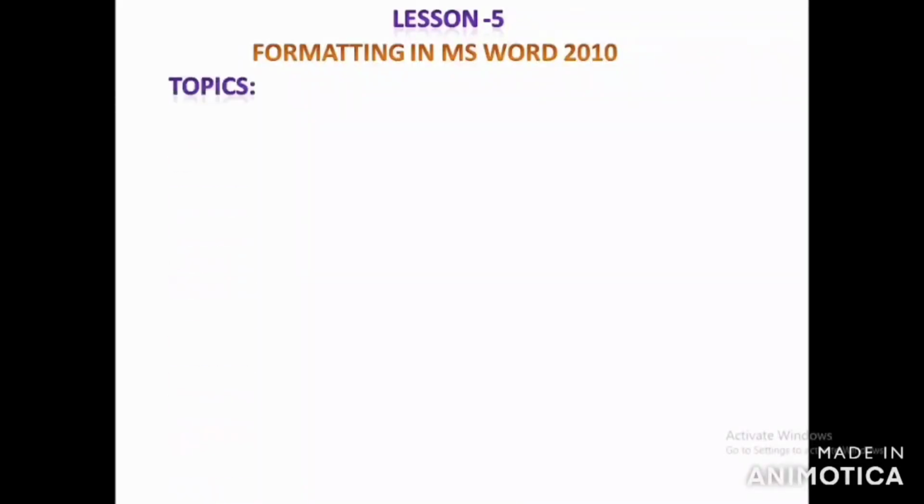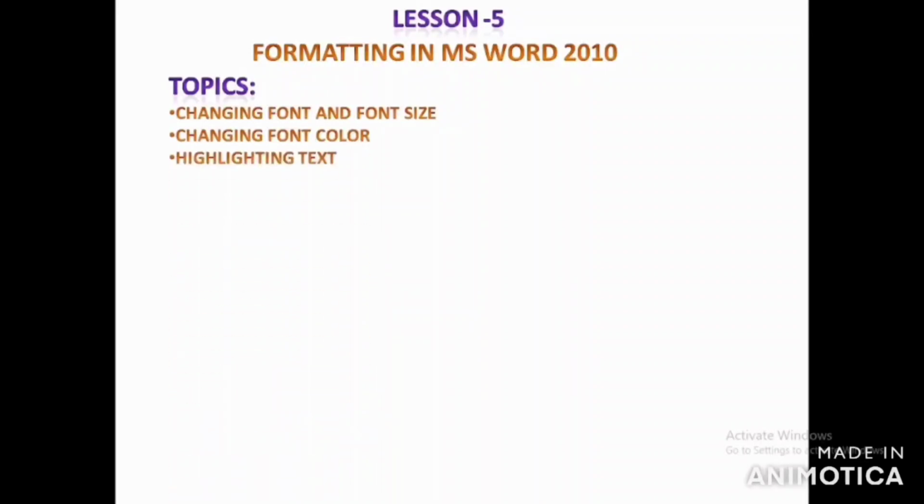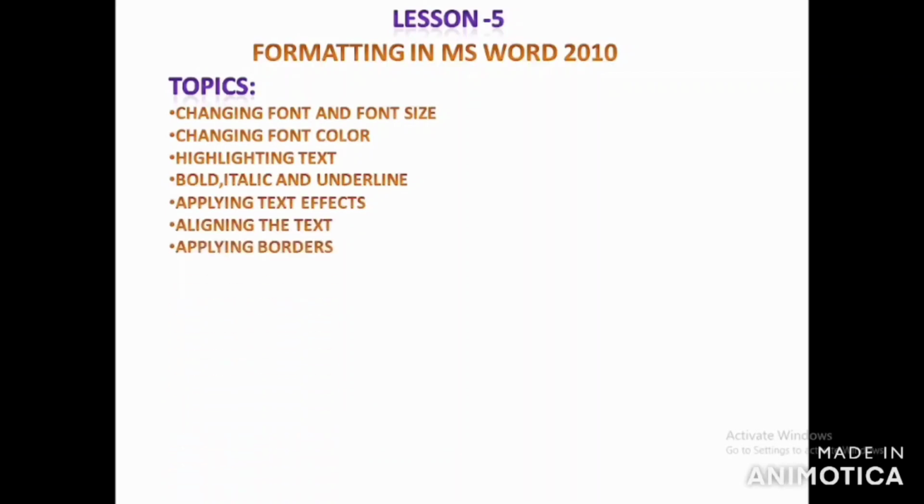So let us have a look at the topics we have to study from lesson number 5, that is Formatting in MS Word 2010. We will learn about changing font and changing font size. Then we will learn about changing font color, highlighting text, making the text bold, italic and underline, applying text effects, aligning the text, applying borders, applying shading, changing case, and finally we will learn about adding bullets and numbering. So children, these are the topics we have to study from lesson number 5.